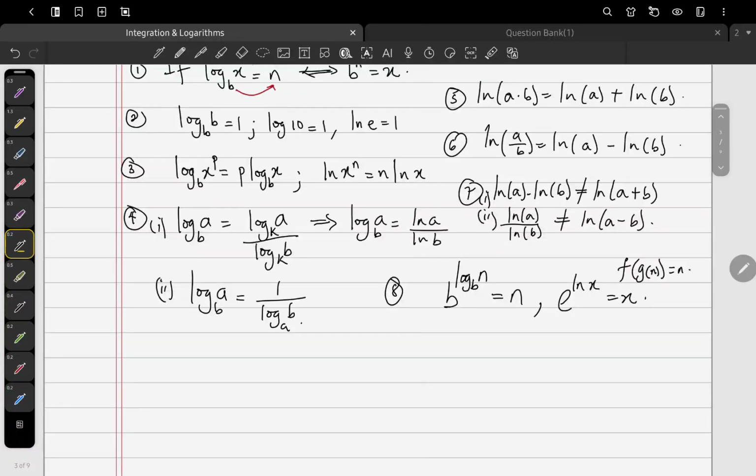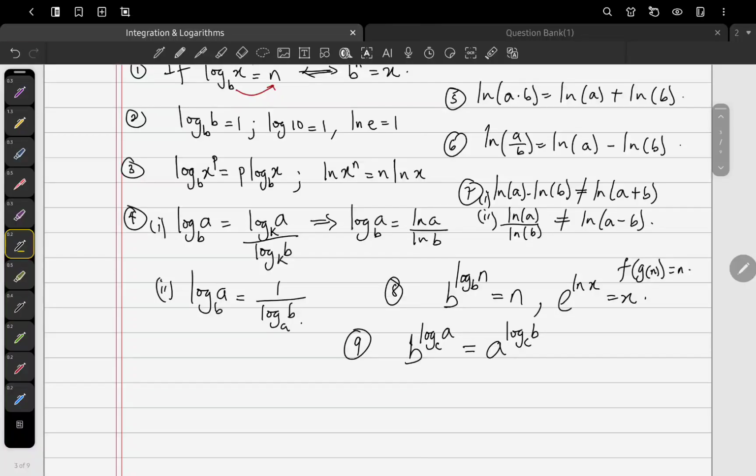You remember, natural log of x is logarithm of x to base e. And along that line, we also have that a to the power of logarithm of b to any other base, let me say c, is equal to b to the power of logarithm of a to that same base.